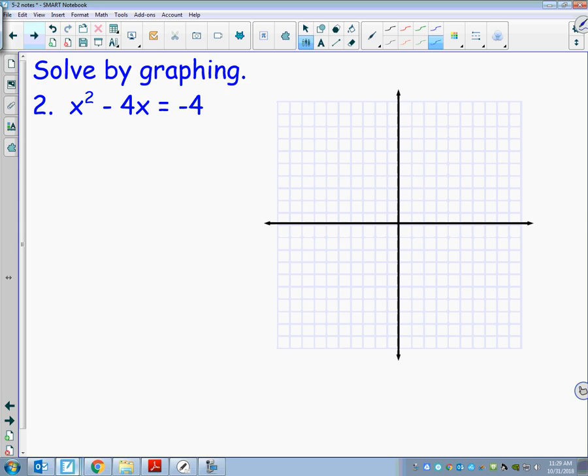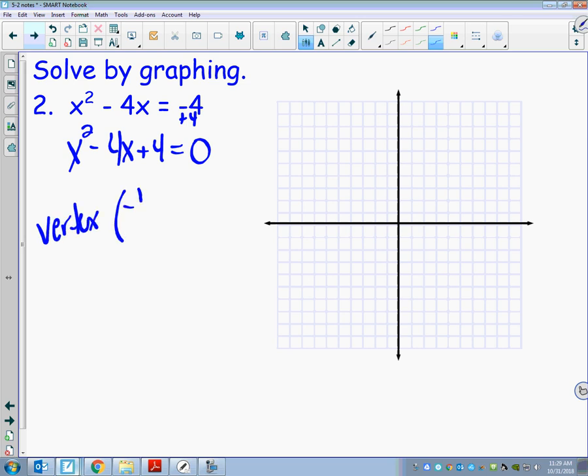So let's look at another one. Solve by graphing. The first thing I'm going to do to find the vertex is put it in standard form, which means I have to have it equal to 0. So I need to add this 4 over to the other side. Then just like before, I'm going to find my vertex using negative b over 2a. B is already negative, so be really careful. That becomes positive 4 over 2 times 1, which is positive 2.